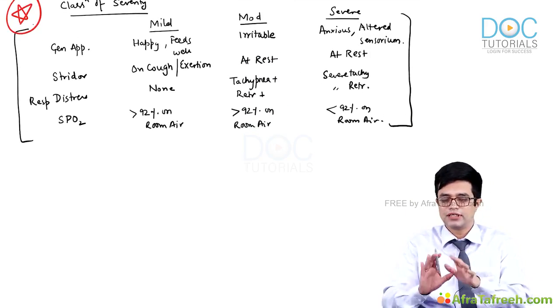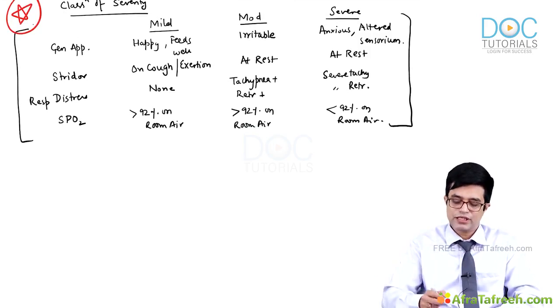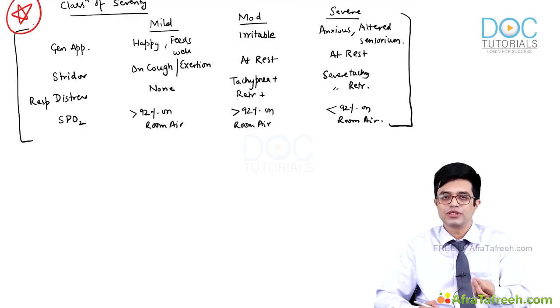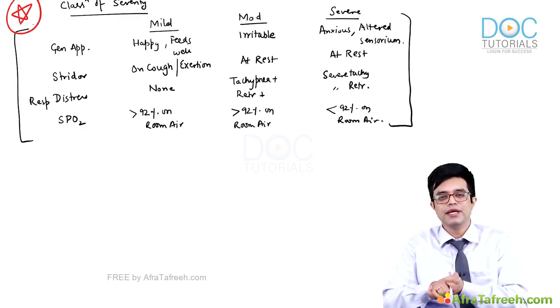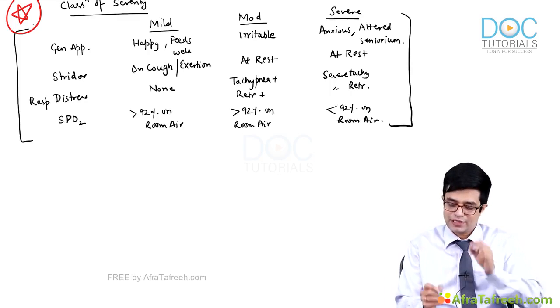So we have talked about the classification part. Now we come to the investigation part. See, investigation wise, Nelson says that croup is a clinical diagnosis. Investigations may or may not be done. But if they are done, you find a specific pattern.